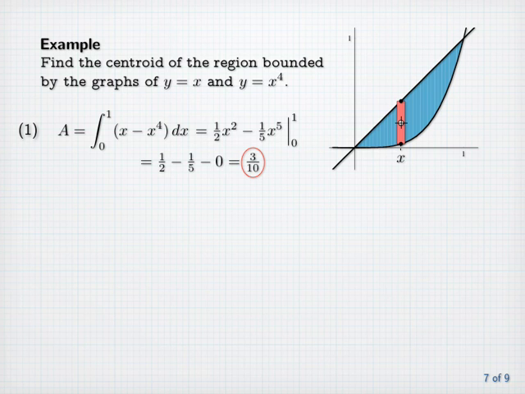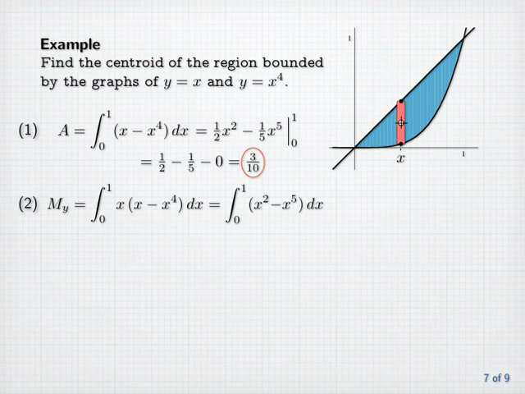Next, we'll calculate the moment about the y-axis. That's going to be the integral of the x-coordinate of our strip times the area of the strip, which is M sub y equals integral from 0 to 1 of x times x minus x to the fourth dx. Notice that's nearly the same as the area integral, except there's an extra factor of x. We'll multiply out the integrand to get x squared minus x to the fifth, and so now we integrate and get 1/3 x cubed minus 1/6 x to the sixth, evaluated between 0 and 1, which equals 1/3 minus 1/6 minus 0, or 1/6.